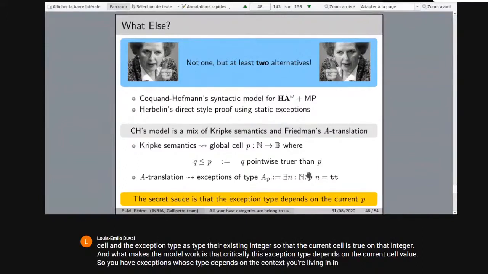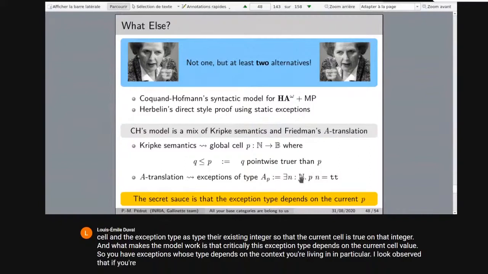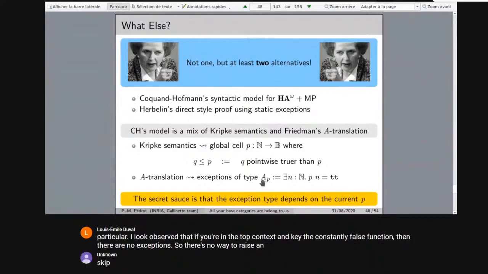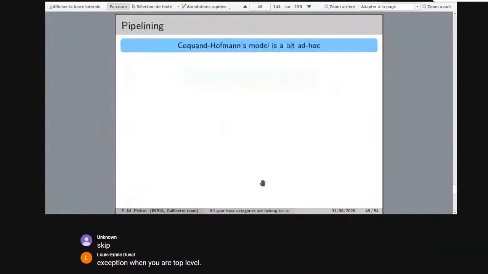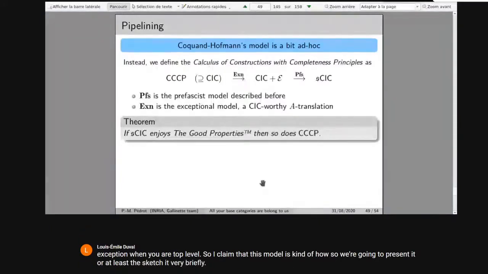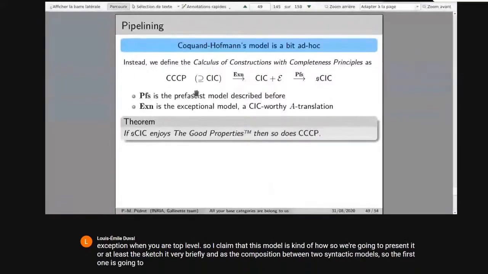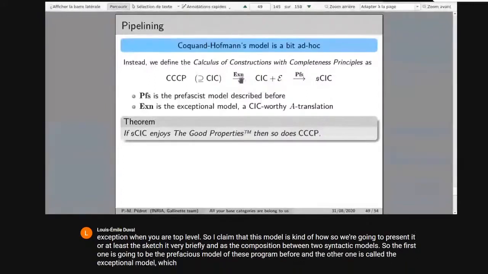In particular, observe that if you're in the top context, when P is the constantly false function, then there are no exceptions. So there's no way to raise an exception when you are at top level. So I claim that this model is kind of ad hoc. So I'm going to present it, or at least sketch it very briefly, as the composition between two syntactic models. The first one is the prefascist model I've been describing before, and the other one is called the exceptional model, which is the equivalent of A translation in CIC.